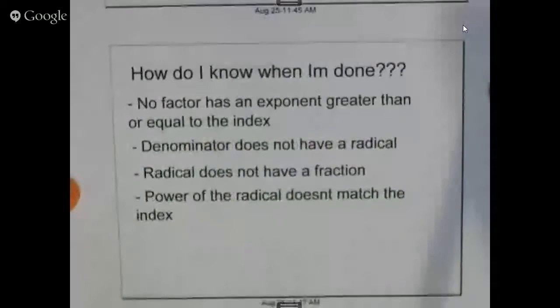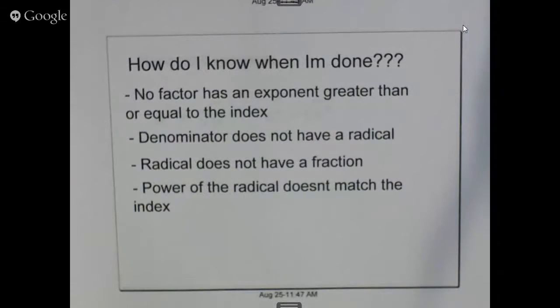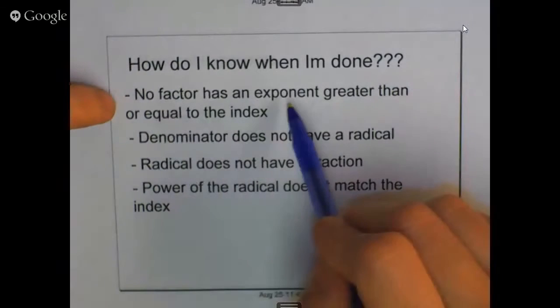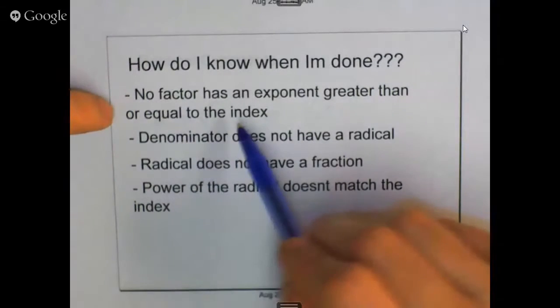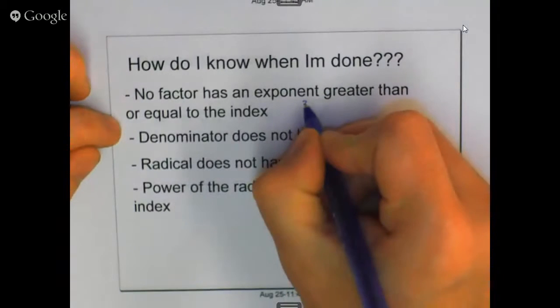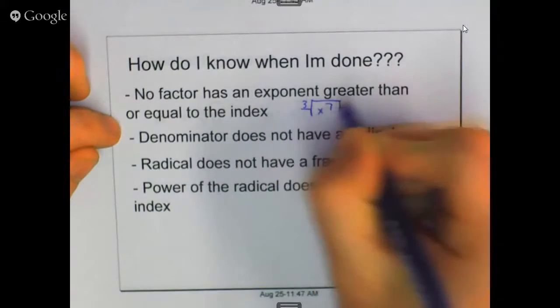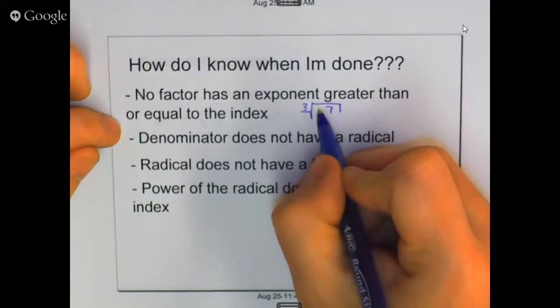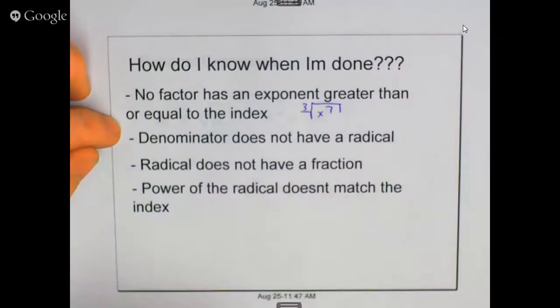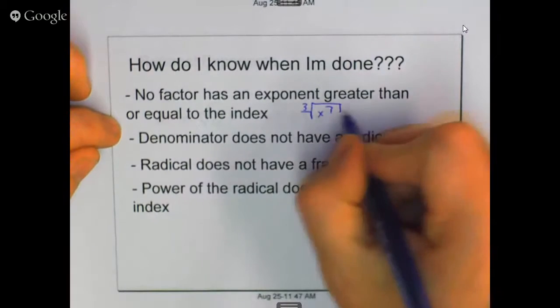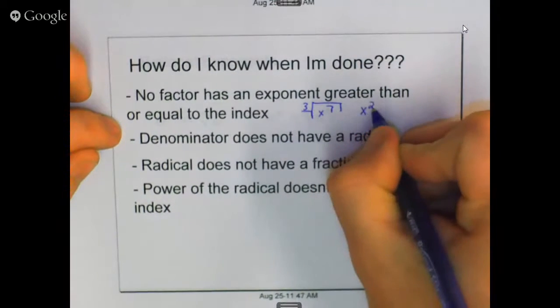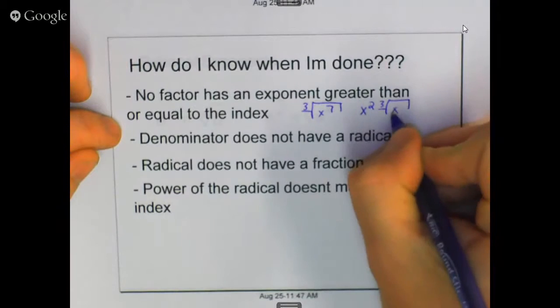Common question is, how do I know when I'm done? I don't know when to stop. Well, this is when. No factor has an exponent greater than or equal to the index. So if I have the third root of x to the 7th, this power right here is bigger than my index. I am not done. We can cancel this. How many groups of 3 can I take of 7? Well, 2 groups with 1 left over.